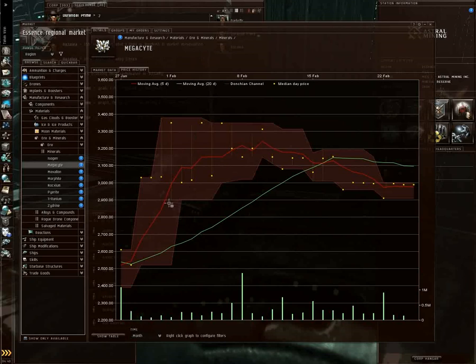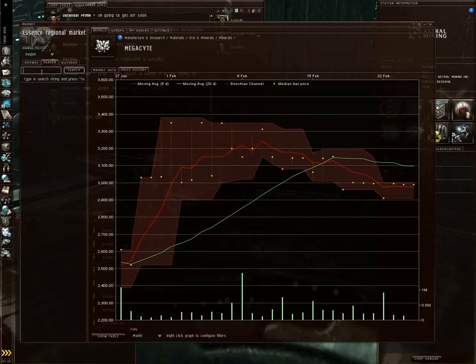Examples are here, where you go from the 2900 area and all the way up to 3400, and it can actually go even higher if someone really needs it. They often do. Let's look at something a bit stranger just to finish off. Let's look at the strontium.